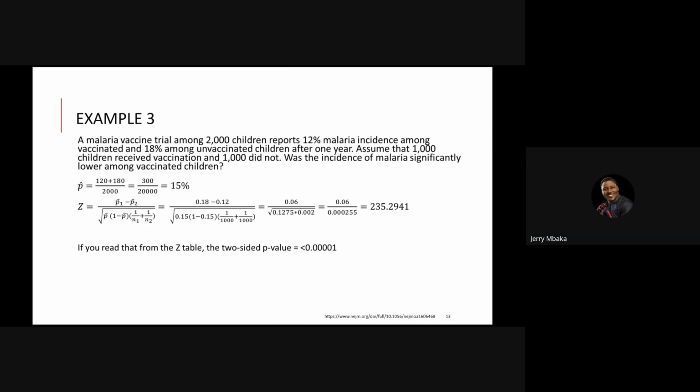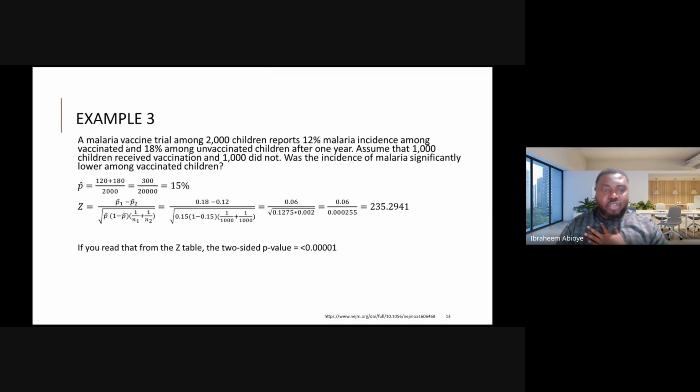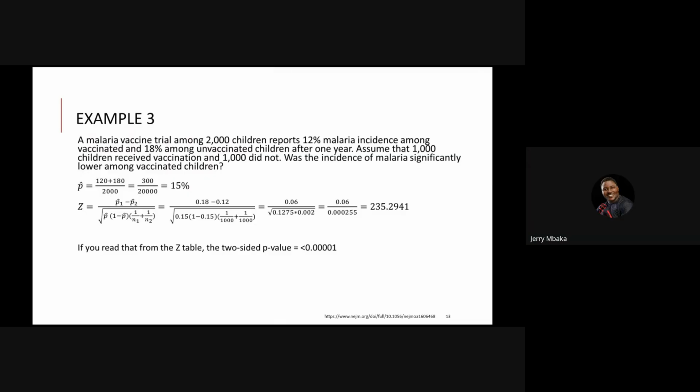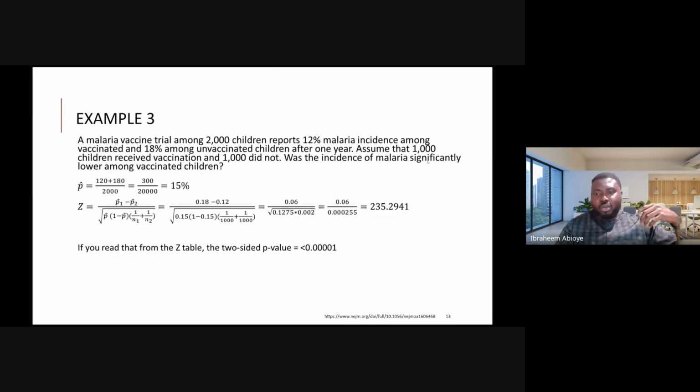That's the thing. I'm seeing 2,000 children and 12% reported. Yes, this 12% will be of the 2,000. No. So if you have a trial, that means you have 2 study groups. You have 2 arms. In one arm you had 1,000 children. In the second arm you had 1,000 children.